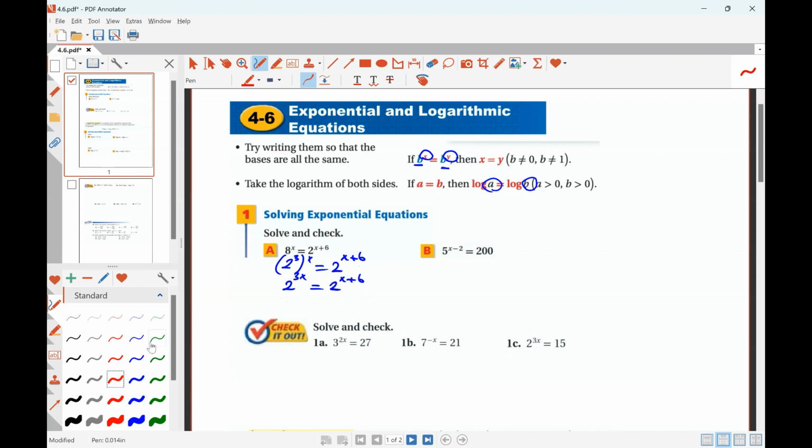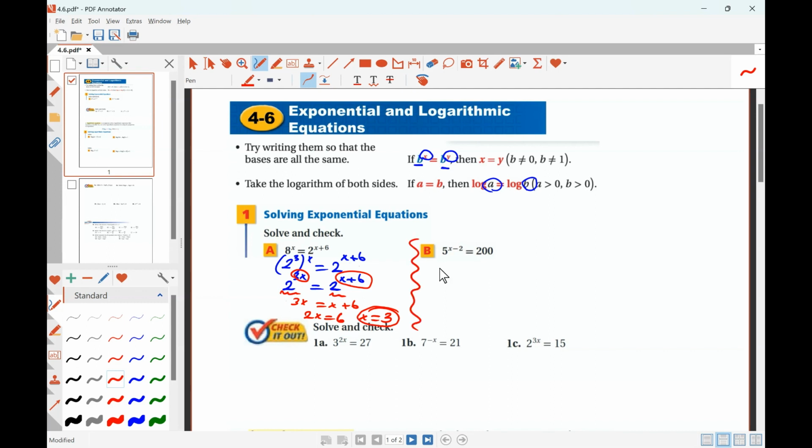So now, since the bases on either side of the equation are the same, the only way these can be equal is if the exponents are equal to each other. The exponent on the left is 3x, the exponent on the right is x plus 6. When I set them equal to each other, I can solve my equation. Bring x to the other side, it makes 2x. 2x is equal to 6. Dividing both sides by 2, x becomes 3. So that's my answer. It's pretty simple.